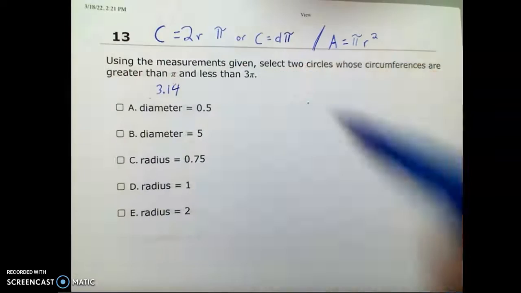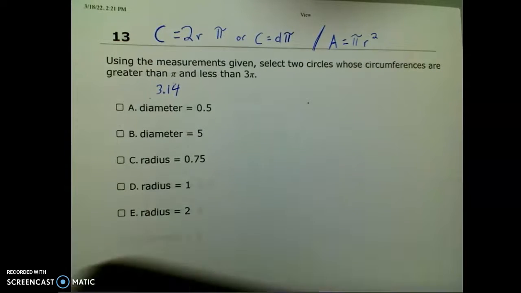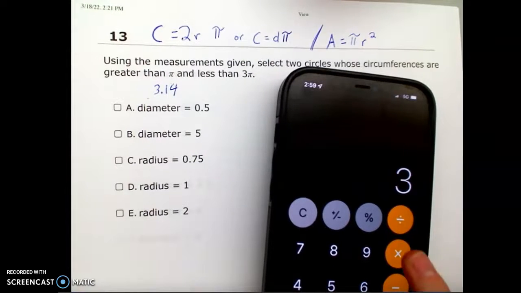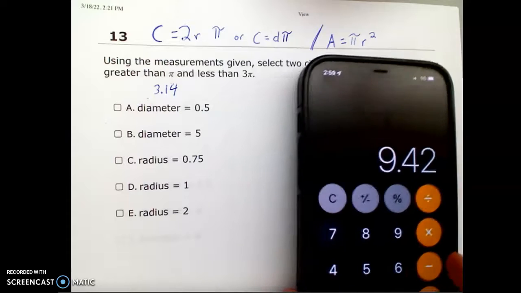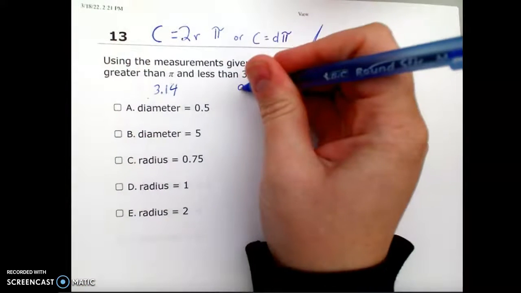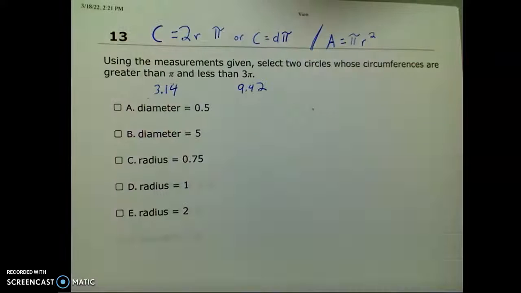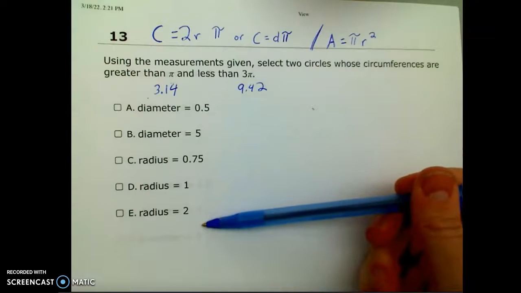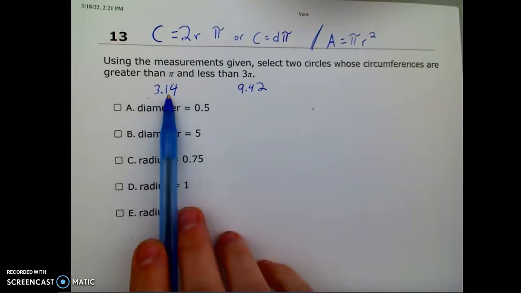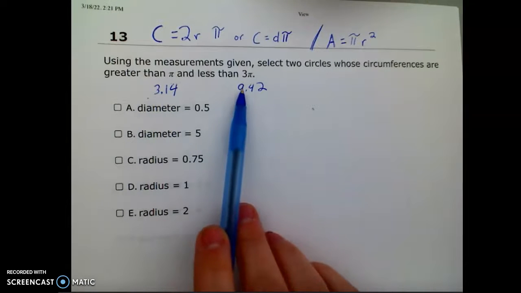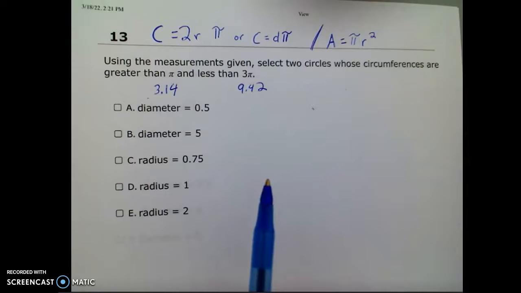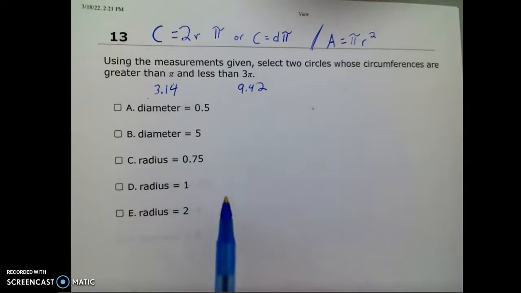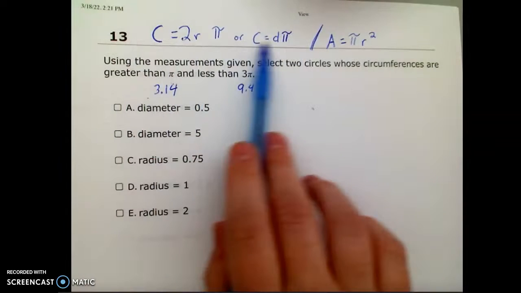So what's 3 pi? Well, I'm going to use my calculator and go 3 times 3.14. 3 pi is approximately 9.42. So my job is to find out all of these circles' circumference and select the ones that are in between 3.14 and 9.42. Well, okay, let's start finding circumference. Remember, we're using these formulas right here.